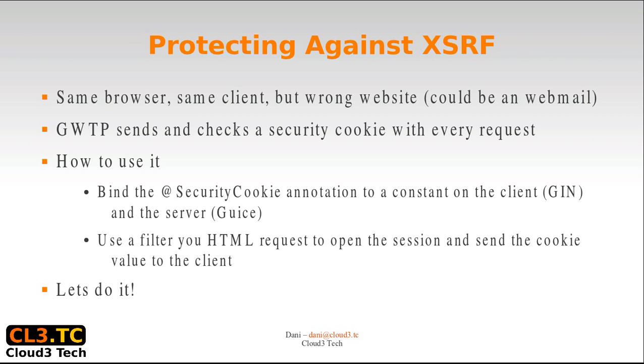How do we use it? First, we have to tell our GWTP what the security cookie name for our project is. There's nothing too secret about the security cookie name you're going to use. It doesn't have to be unknown to everyone else. It's actually very easy to discover what name you used, but you have to pick a name, so we have to configure the framework with what name we are using. We have to do that on the client through GIN and on the server through GUICE.